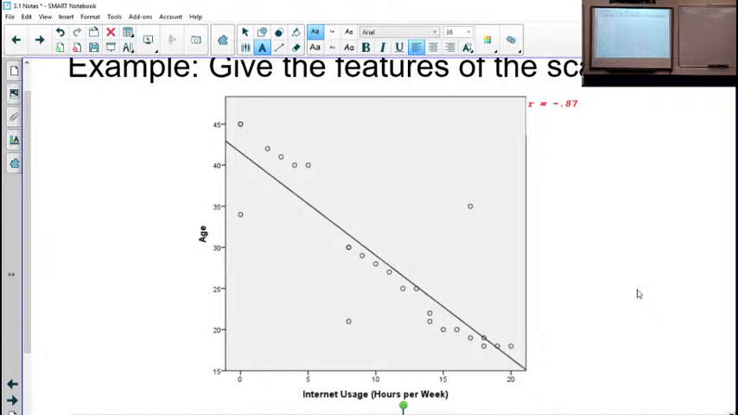But negative association tells me that the younger you are, the more you use the internet. The older you are, the less you use it. That's what that negative association tells me. It does not tell me about causing, that using the internet more is somehow making you younger. It is just saying, here's how I can potentially predict, use this as a predictor. And how strong a predictor is it?